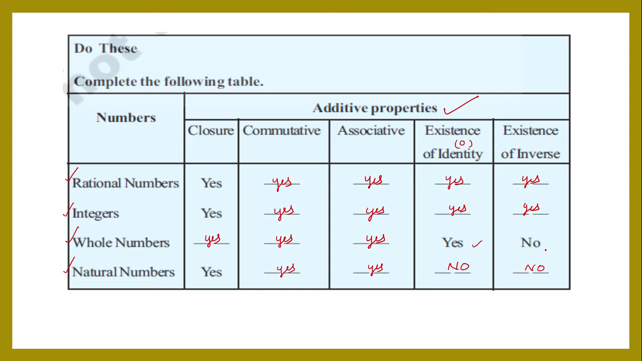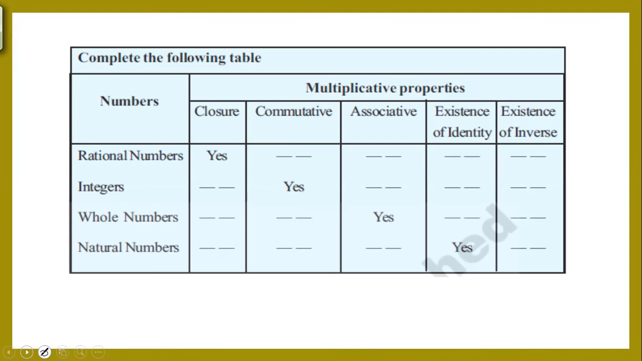Okay, now you observe the properties in all the natural, whole, integers, and rational numbers. Now we move to one small exercise. Complete the following table. These properties are like the previous one. In the previous one, we discussed additive properties. In this slide, we observe the multiplicative properties.